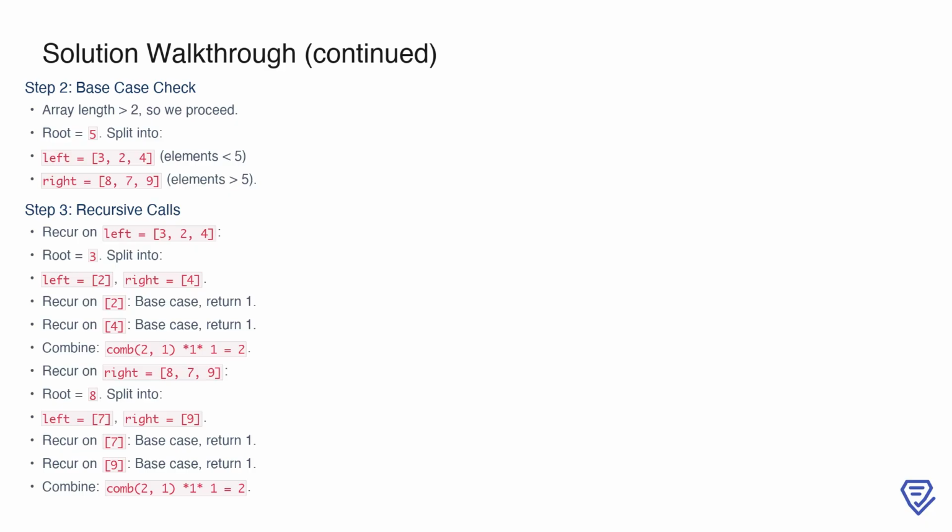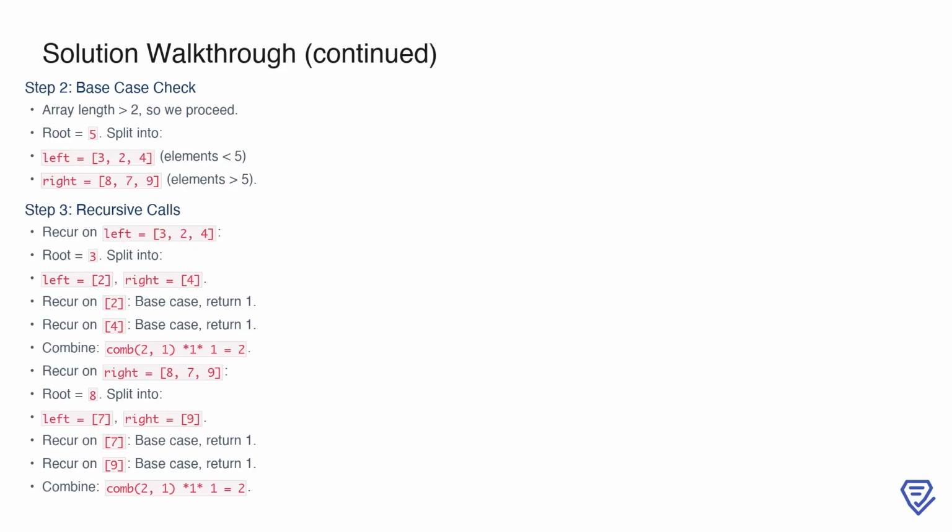Splitting the array, we get left equals [3, 2, 4] for elements less than 5 and right equals [8, 7, 9] for elements greater than 5. We now recursively compute the number of reorderings for these subtrees. For left equals [3, 2, 4], the root is 3, which splits into left equals [2] and right equals [4]. Both 2 and 4 hit the base case, so we return 1 for each. Combining these results, we compute comb(2, 1) * 1 * 1 equals 2.